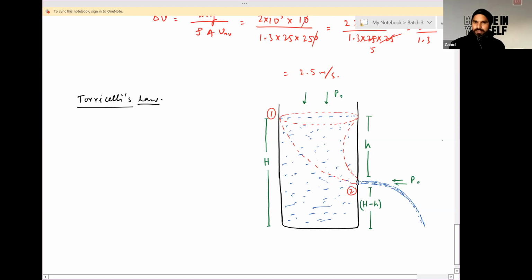Since this particular area is very large and this hole is very small, the level of liquid, or decreasing level of liquid at this particular level, will be very small, so we can take this particular term to be almost zero. And velocity of liquid ejecting out at this point is VE.